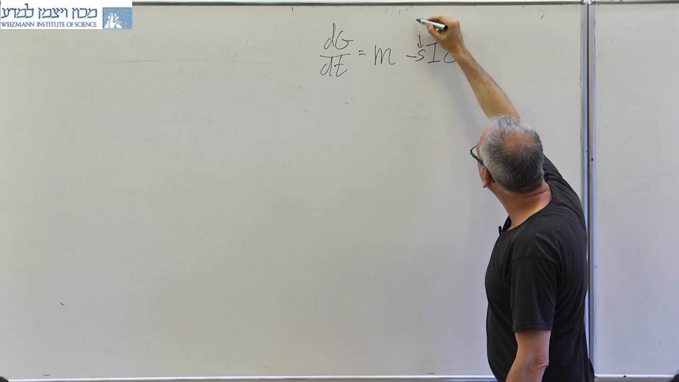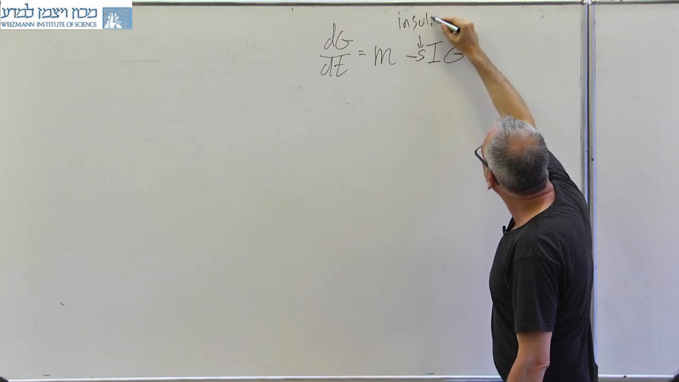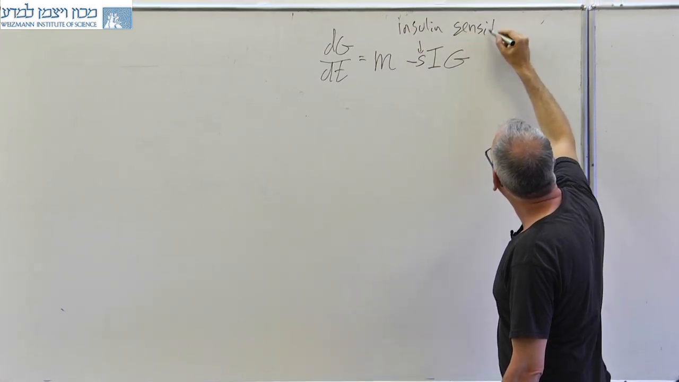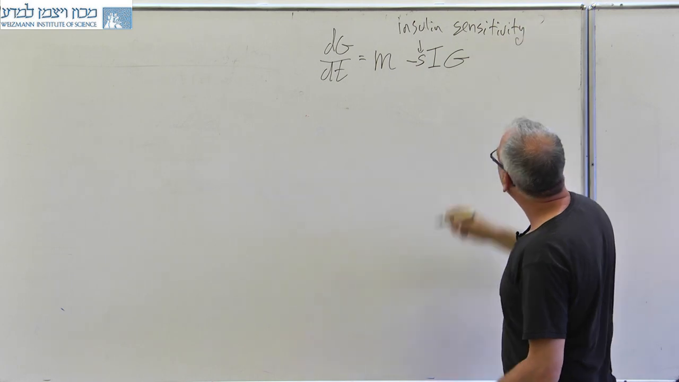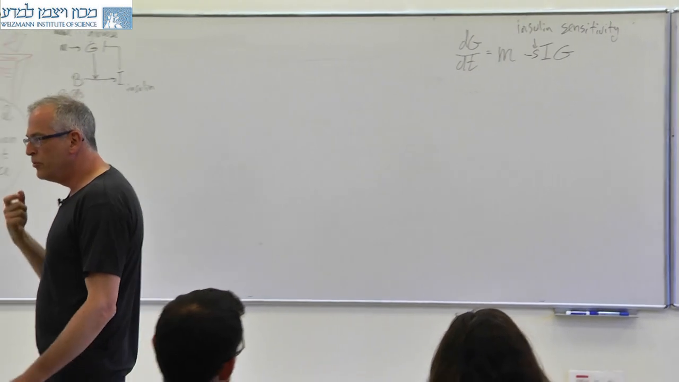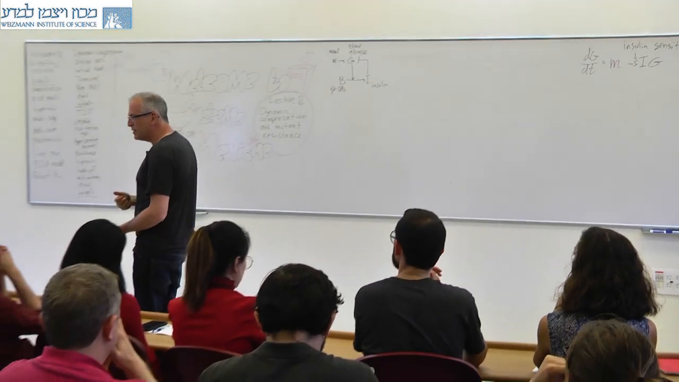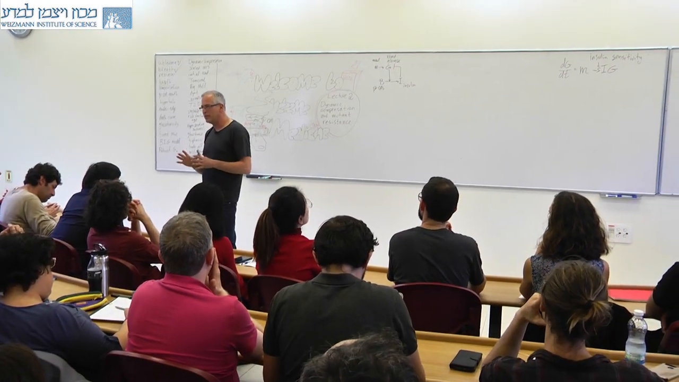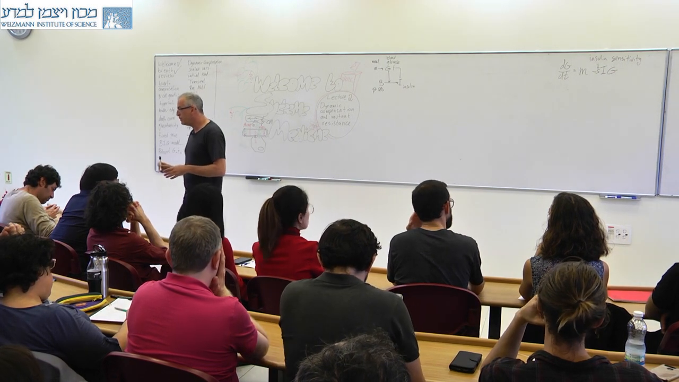And this number here is called insulin sensitivity. A very important parameter. How much each unit of insulin in the blood is effective in removing glucose. And you can measure that, for example, by injecting insulin and seeing what happens to glucose. It's a number that varies widely between people.